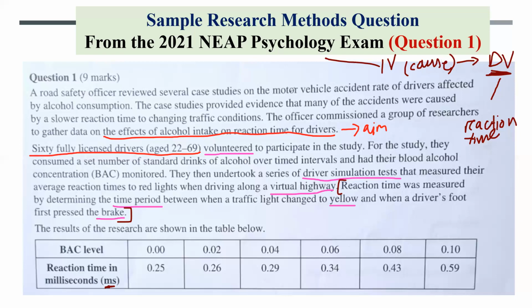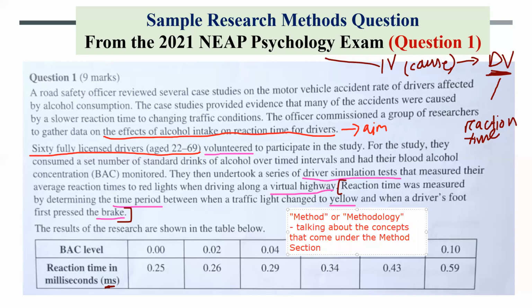If you're ever asked, by the way, we did this as well for our research poster, to discuss or evaluate the methodology, what you're doing is talking about the concepts that come under the method section. Now, I know it's been a while since we did our research poster. Does anyone remember the 3 subheadings that come under that method section? Remember we had 3 subheadings under your method section? Does anyone remember the names of those subheadings?